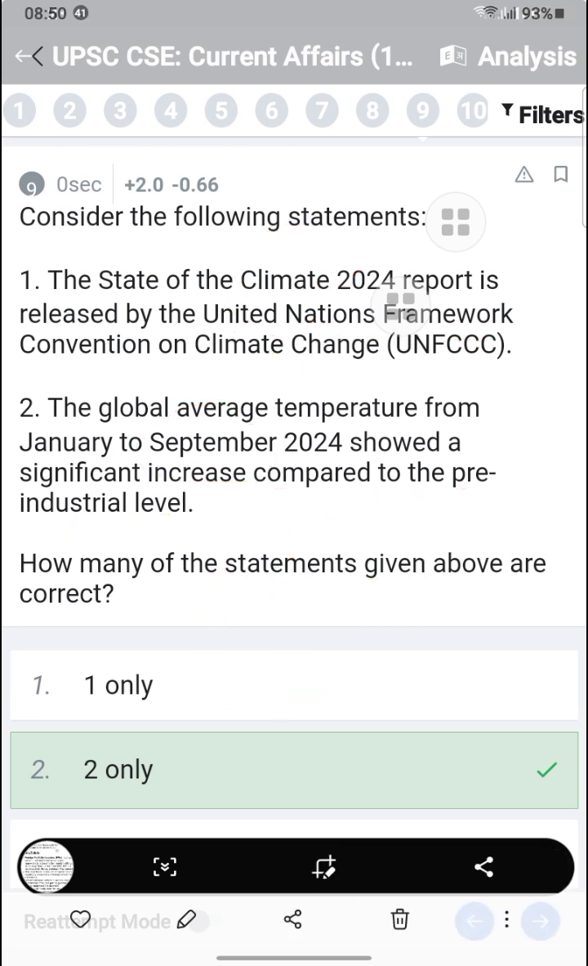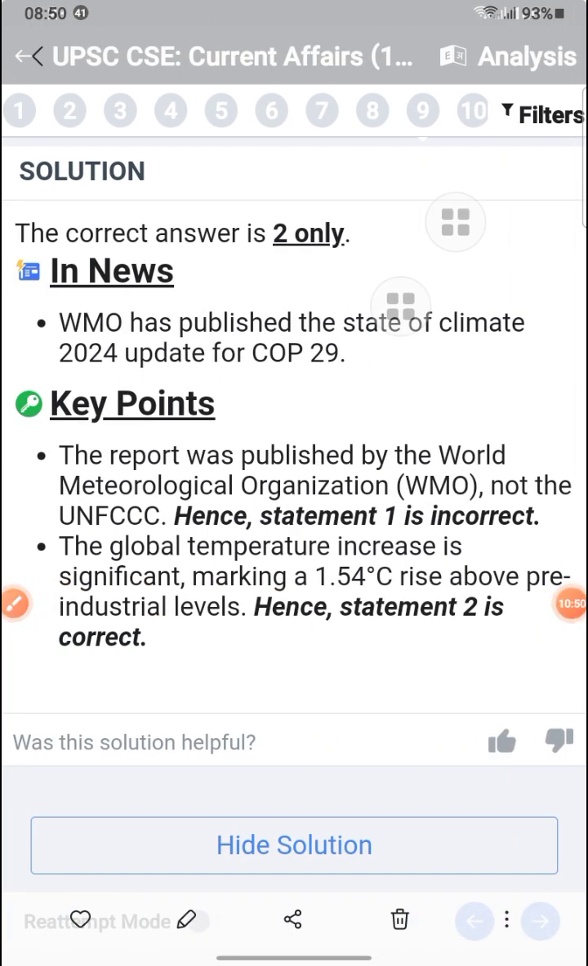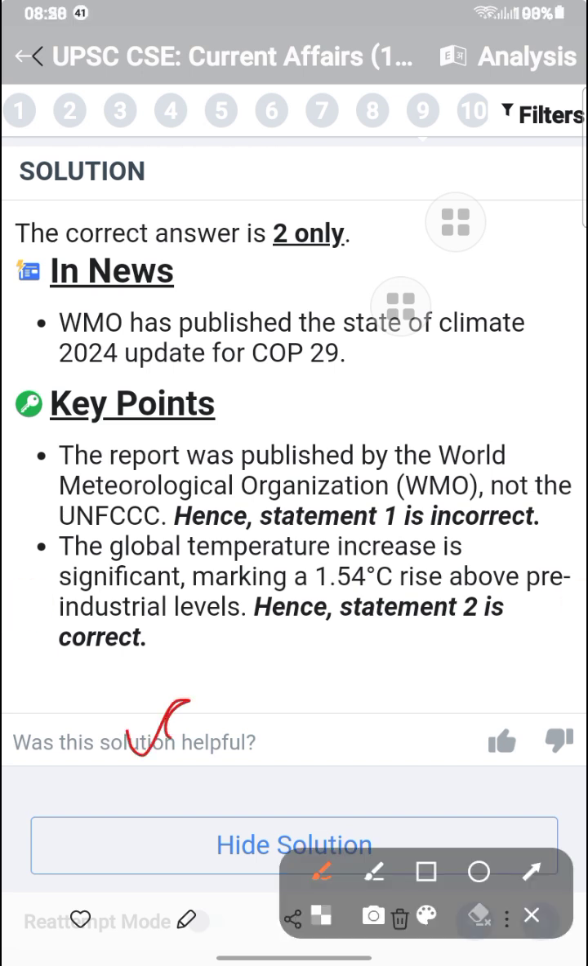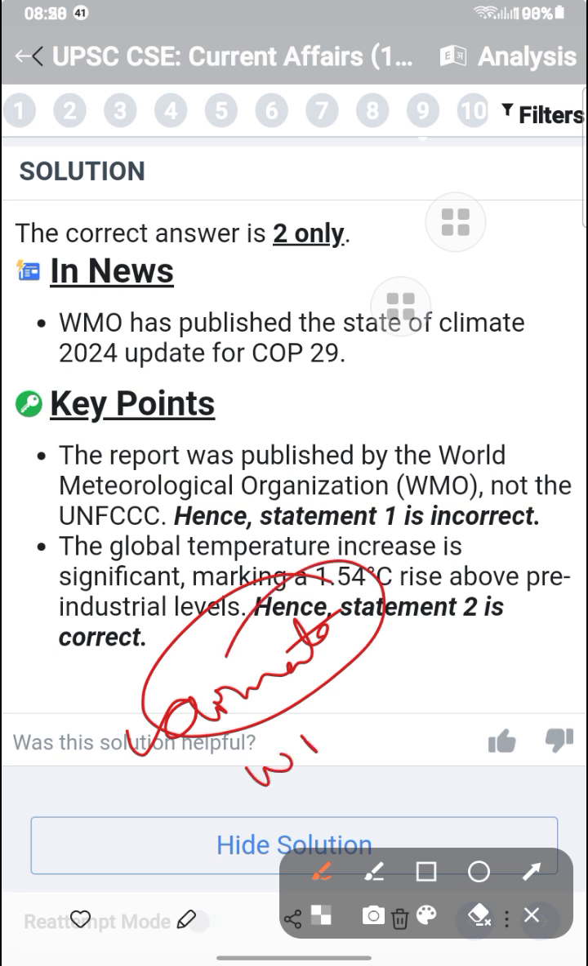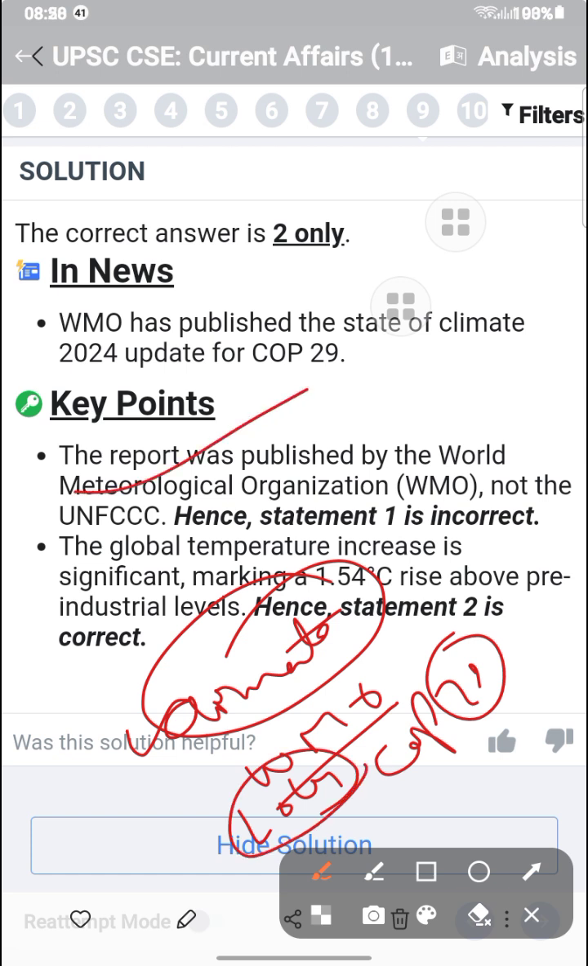I think it is the WMO, World Meteorological Organization, which is releasing the report. That report is the climate report. Okay, so the climate report is related to weather. So it is the World Meteorological Organization and COP29. COP29 was in 2024. So the report was published by the World Meteorological Organization, not by the UNFCCC, and the global temperature increase is 1.5 rise over the pre-industrial level.